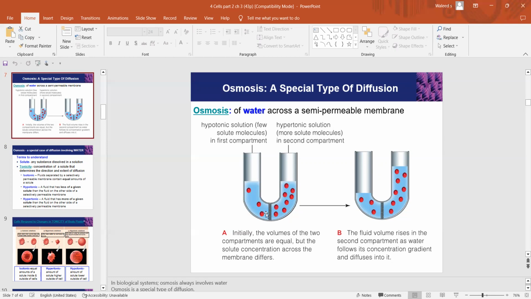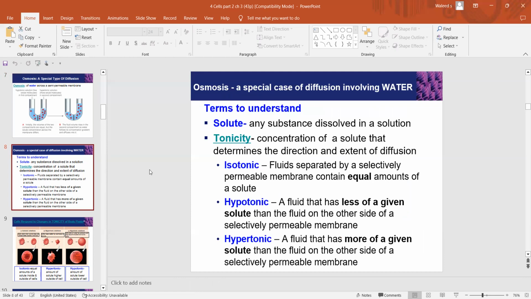There is no difference. But in our example, in this compartment, on this side, I put the diluted juice, and on the other side, I put the concentrated juice. So now the diluted juice is called hypotonic compared to the other one, which is called hypertonic. Did we understand these terms? Isotonic, hypotonic, hypertonic. If both are equal concentration, isotonic. Hypo means less. Hyper means more.